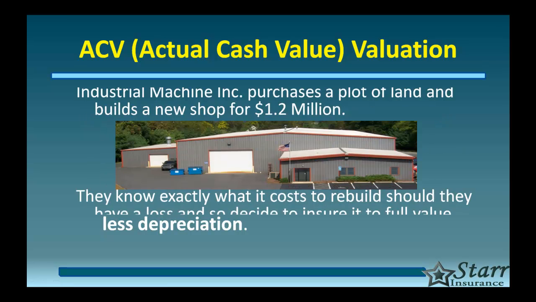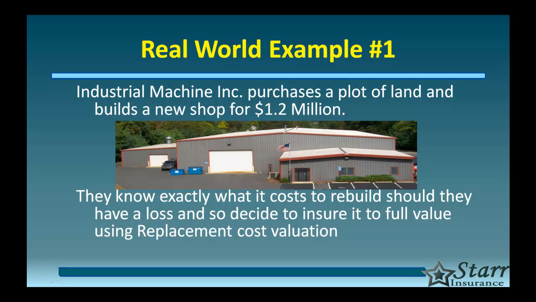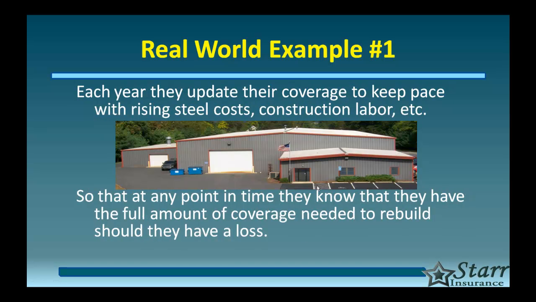So here's a real-world example. Industrial Machine Inc. purchases a plot of land and builds a new shop for $1.2 million. They know exactly what it costs to rebuild, because, of course, they've just built a building, should they have a loss. So they decide to insure it to the full value using replacement cost valuation. Each year they continue to update their coverages to keep pace with rising steel costs, construction labor, etc., so that at any point in time in the future they know that they have the full amount of coverage needed to rebuild should they have a loss.